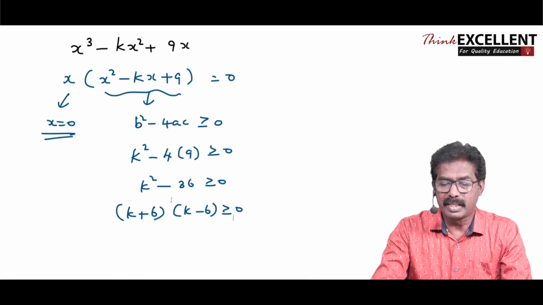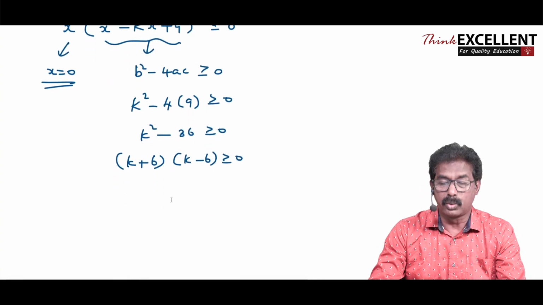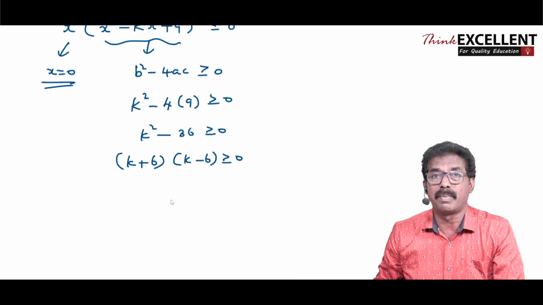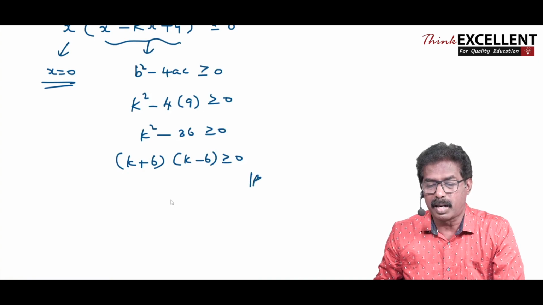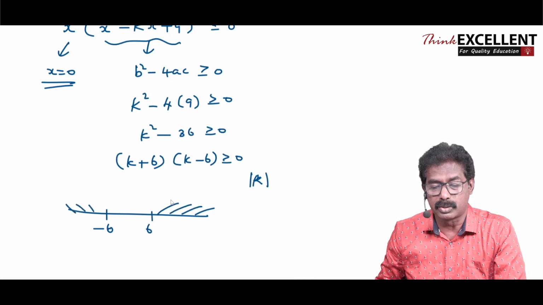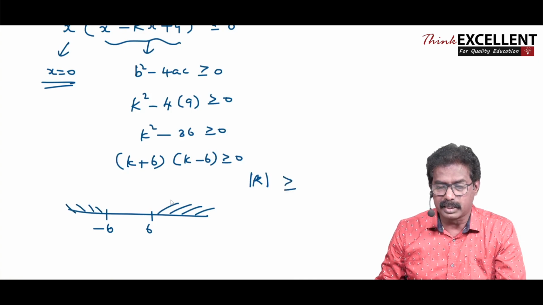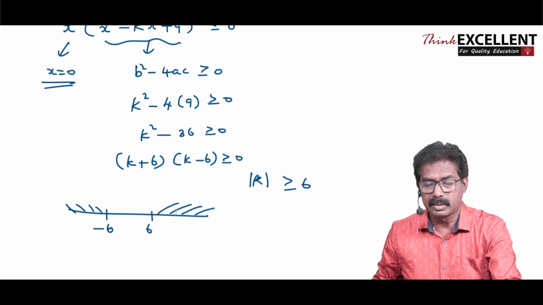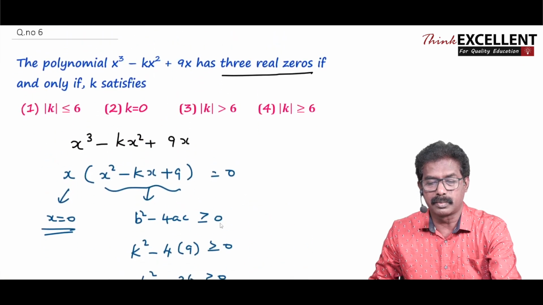So when you say it is greater than 0, the roots lie outside. So you are getting 2 values, plus 6 and minus 6. Or you say modulus of k, the values are 6, but greater than or equal to means outside plus 6 and minus 6, only this portion. So you have to say modulus k is greater than or equal to 6 is the correct answer.